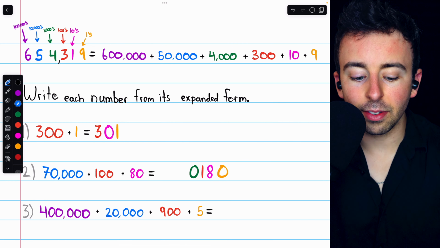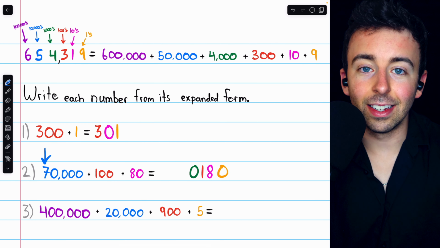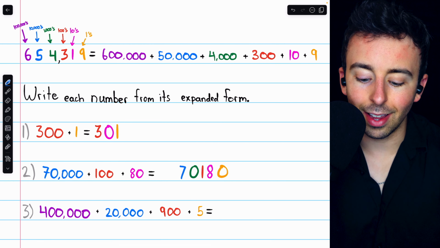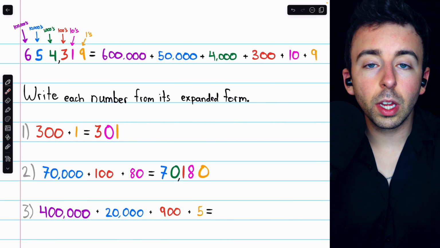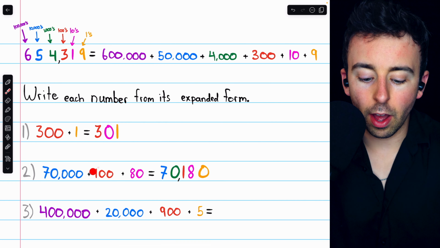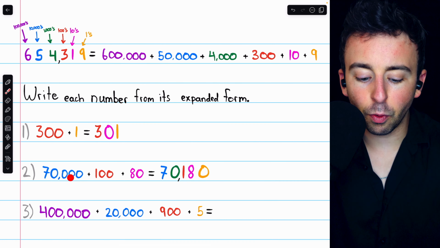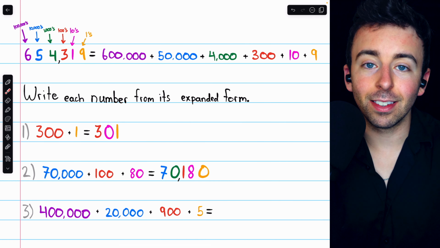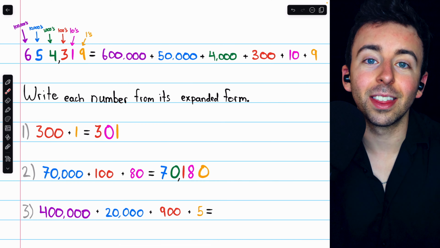Now, as for the 10,000s, we can see that there are 7 of those. 70,000 is 7 10,000s. So in the 10,000s place, we put a 7. And so this number is 70,180. You can also think of counting the zeros to make sure you don't miss a place value. 100 has 2 zeros, but then the next term, 70,000, has 4 zeros. So we skipped over the 3-zero term. That means that this number had no thousands, which is why we have a 0 in the thousands place.